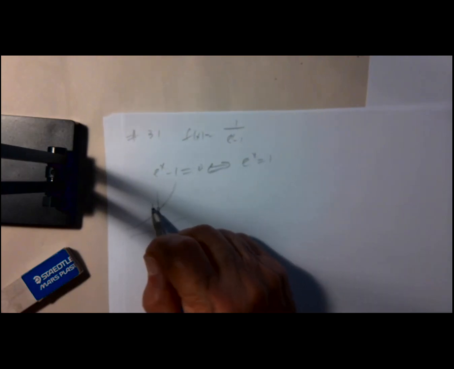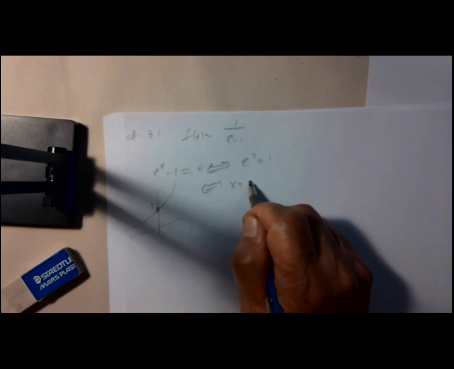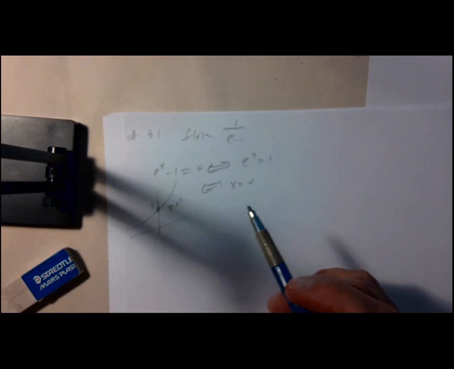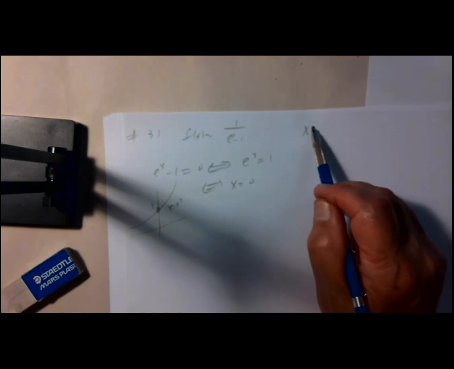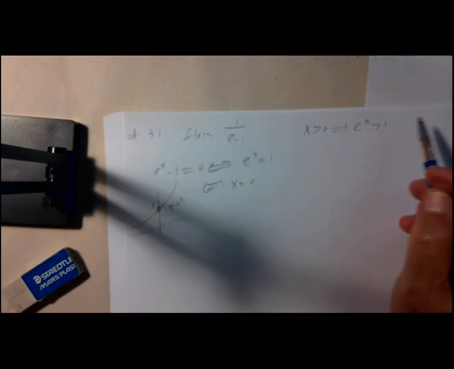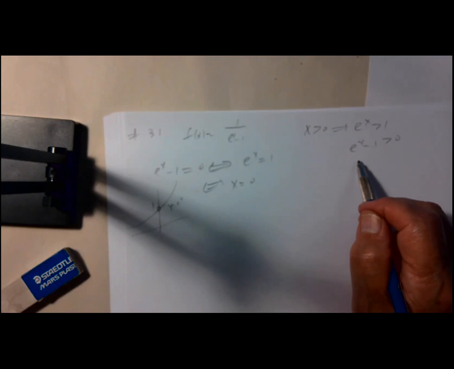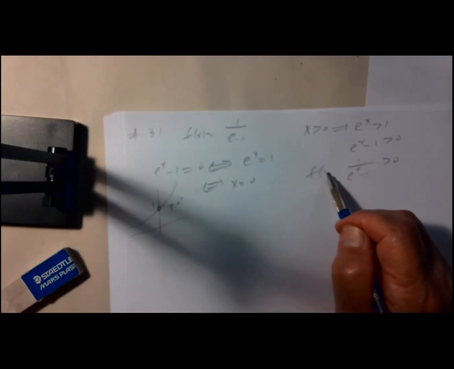The graph of e to the x looks like this. The only time e to the x equals 1 is when x is equal to 0. This is the graph of y equals e to the x. Now, if x is greater than 0, e to the x is greater than 1, e to the x minus 1 is greater than 0, so 1 over e to the x minus 1 is greater than 0.